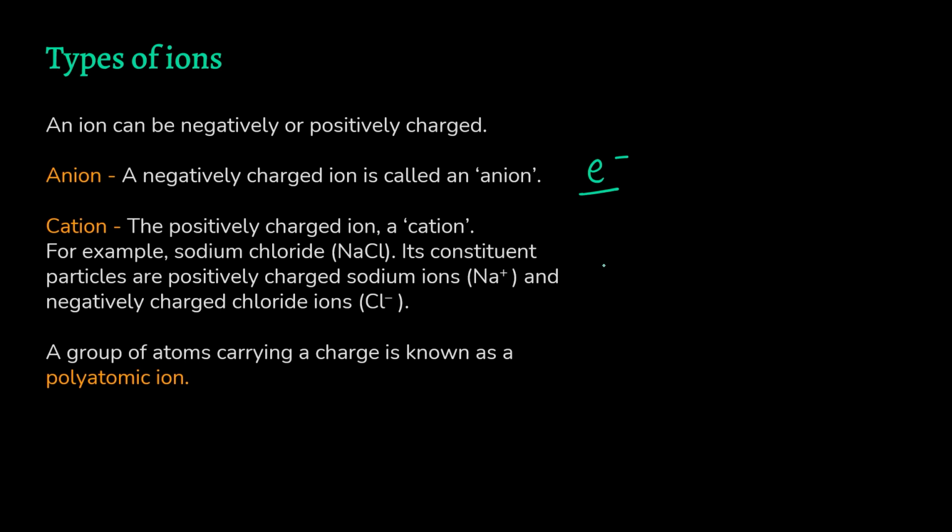For example, sodium chloride, its constituent particles are positively charged sodium ions and negatively charged chloride ions. So the positively charged sodium ions want to gain the electron, and the negatively charged chloride ions want to give out the electron in order to form a bond. So Na plus, the sodium, the positively charged cation, and chlorine, the anion, come together, the transfer of electron takes place, and then we get the stable molecule of the compound sodium chloride.